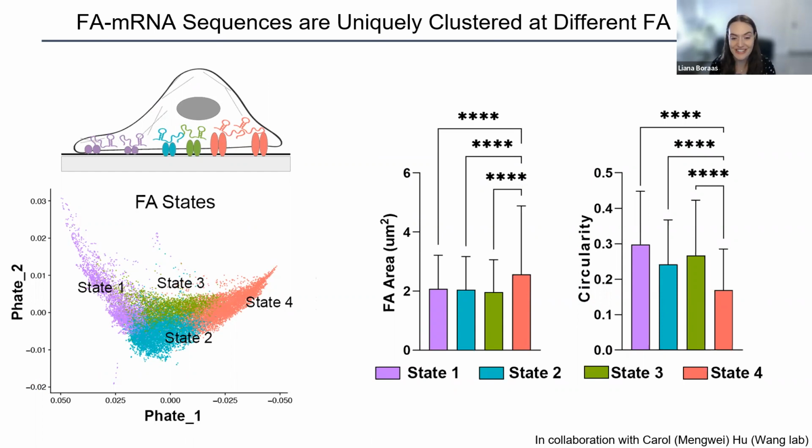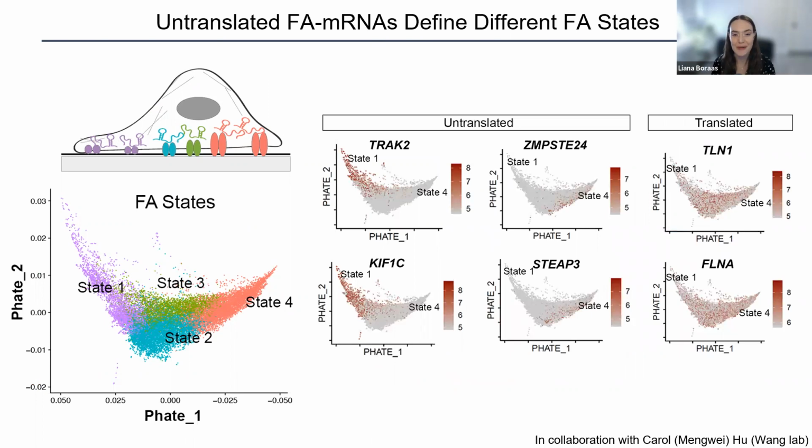What was the most interesting and made us feel a little bit better about our data is that it was the untranslated RNAs that were defining these different clusters. When we look at the feature plots, we can see that untranslated RNA defined state 1, for example. I have 2 here, TRAK2 and KIF1C, as well as state 4, again, defined by the untranslated RNA. The translated RNAs, however, were spread throughout. They were distributed through all of these different focal adhesions.